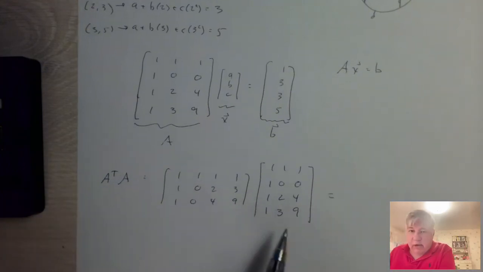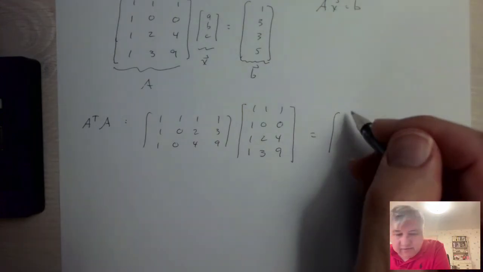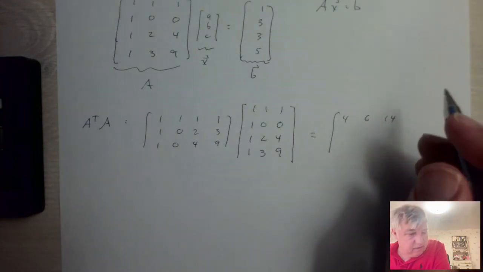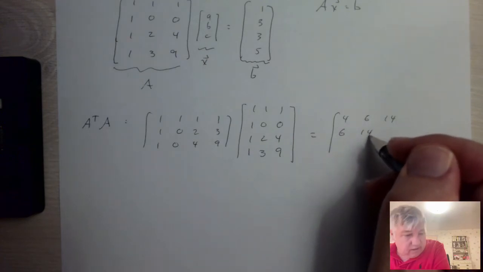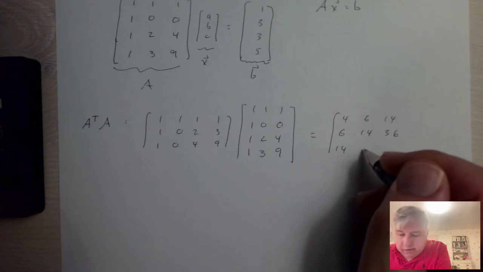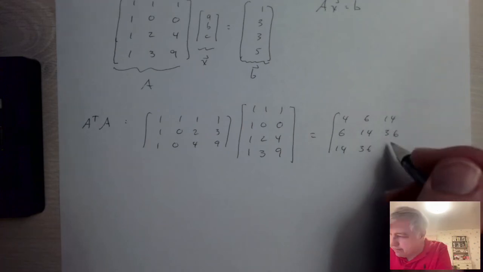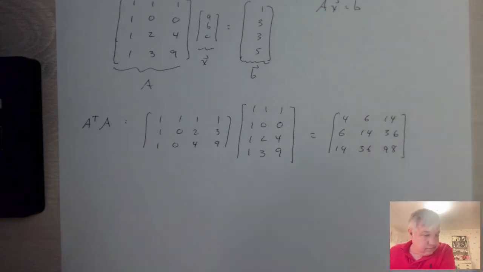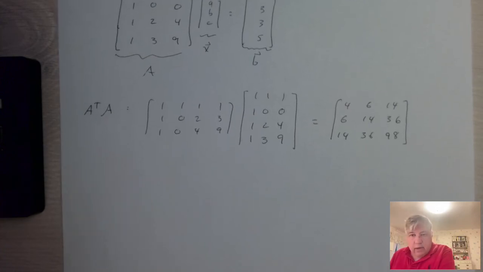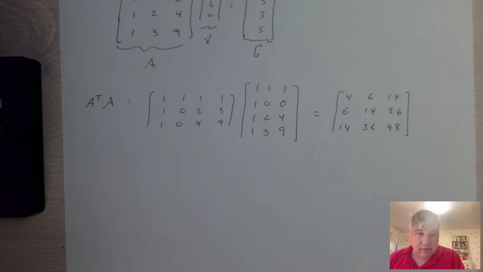And you do the calculations. This time we get a 3 by 3 matrix, which is 4, 6, 14, 6, 14, 36, 14, 36, and 98. Now, we could go ahead and take the inverse of this. You could do that. If you don't want to, I don't blame you. Let me just show you a slightly different way of doing this.